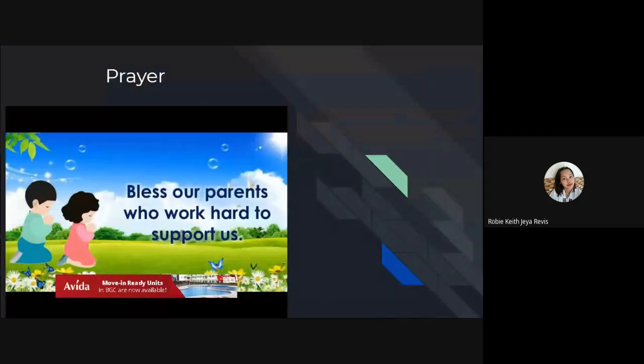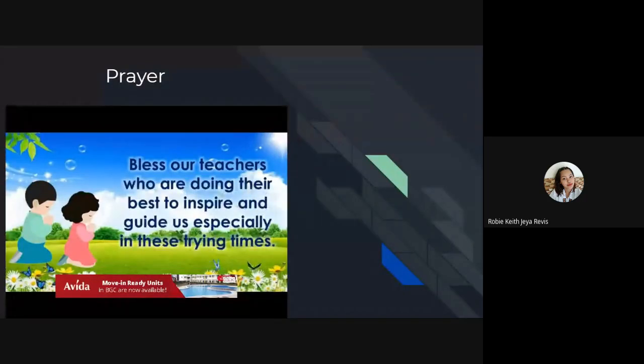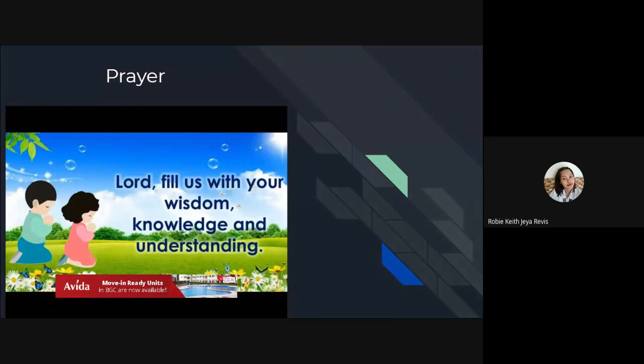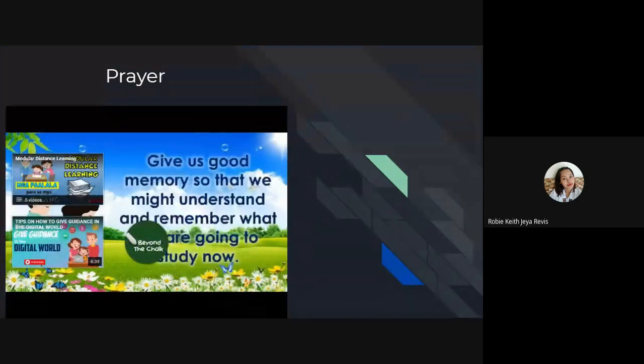Bless our parents who work hard to support us. Bless our teachers who are doing their best to inspire and guide us, especially in these trying times. Bless our country and the people who continue fighting to stop the pandemic. Lord, fill us with your wisdom, knowledge, and understanding. Give us good memory so that we might understand and remember what we are going to study now.